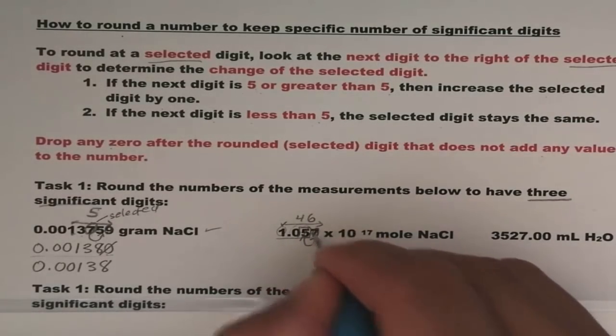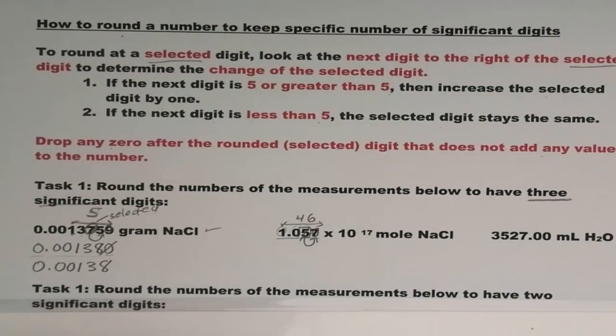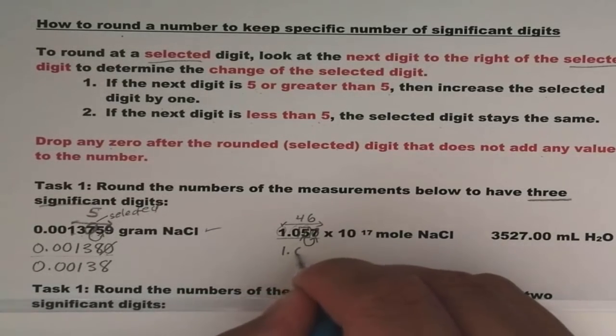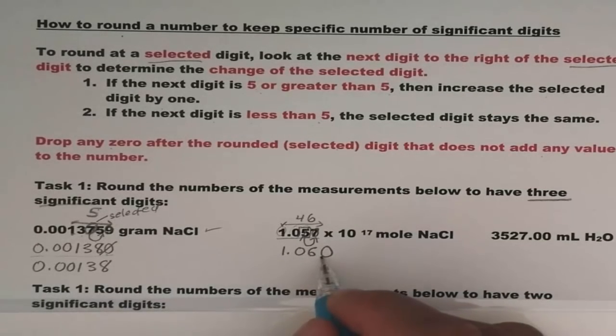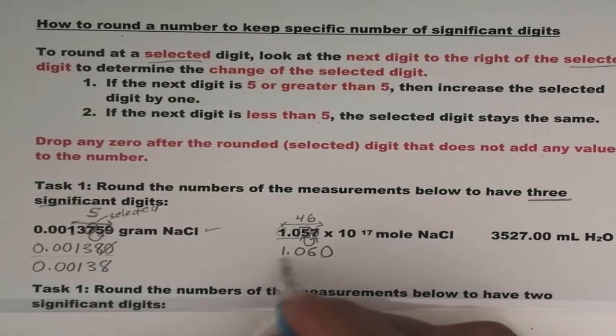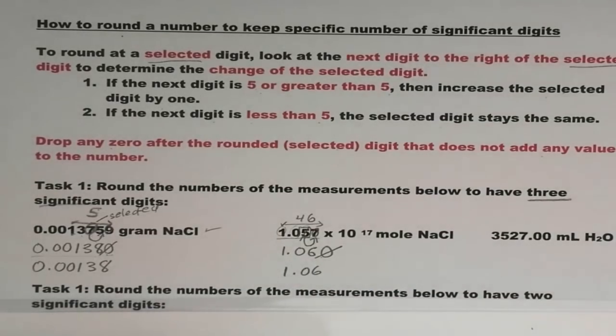And this 7 will become 0. So we have 1, 0, 6, 0. Did we keep this digit? No, because it doesn't add any values to this whole entire number. So our answer should be 1.06. There you go. Let's try another problem.